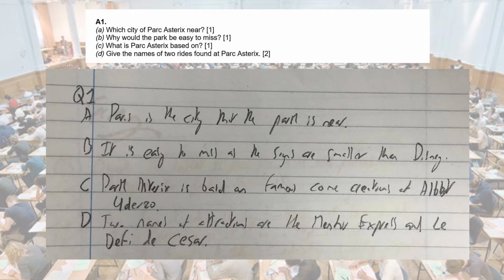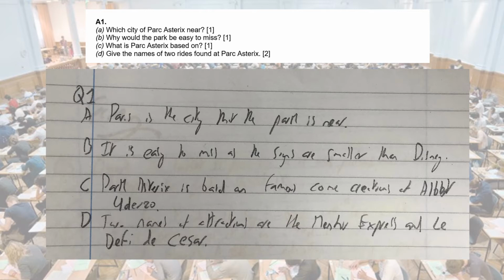Each one of these answers are in full sentences, and I'm deliberately wording the question back to the examiner to make sure I've found the right response. So if we look at question 1A, which city is Park Asterix near? Okay, you can see the answer to that would be Paris is the city the park is near.